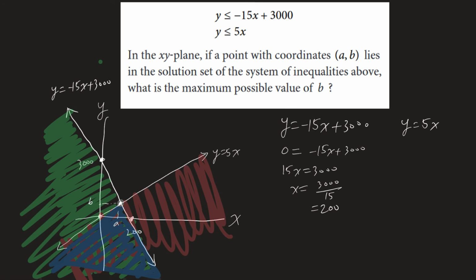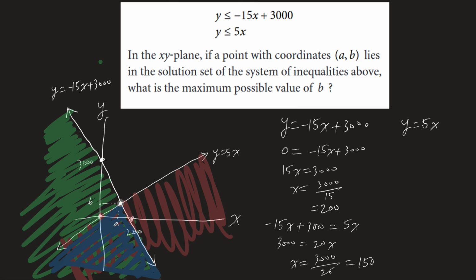Now that you know this fact, all you have to do is find the coordinates of this point of intersection. And how do I do that? You can do that by setting the two equations equal to each other, like so. Negative 15x plus 3,000 is equal to 5x. I'm going to rearrange the equation and move the 15x to the other side. So you have 20x is equal to 3,000, and x is equal to 3,000 over 20, or 150.